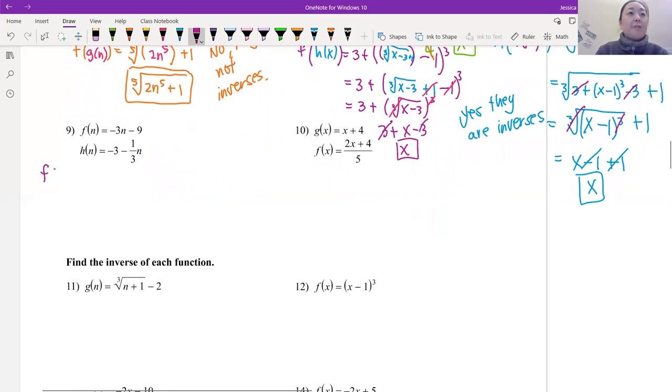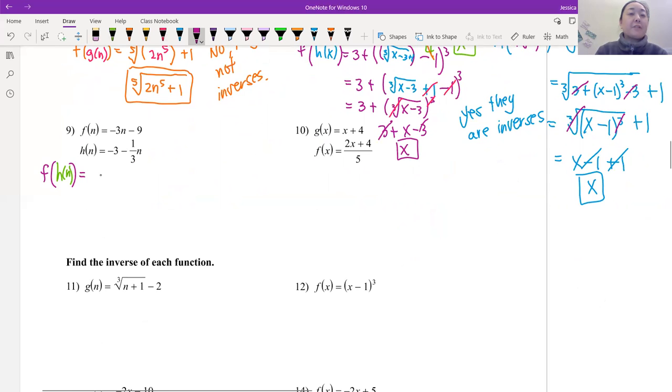All right, let's try this out. So we'll do f of h of n. Let's see if this works. I'm thinking probably not because, you know, what's going to cancel out this minus 9? But we'll see. Honestly, if it's not inverses, then that makes less work for us, right?